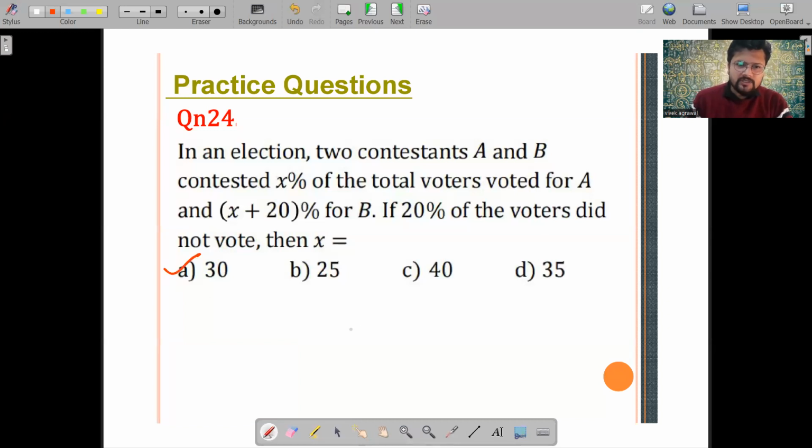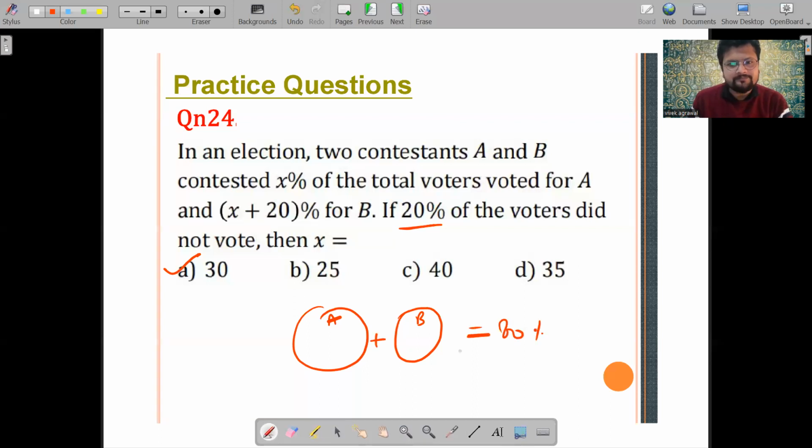Here, how can we solve this? A and B will be disjoint sets, right? Any person would have voted only for A or B, right? If 20% have not voted for anyone, then obviously the percentage sum of A and B should be equal to 80%, right? And A is X, and B is X plus 20. So the sum of X and X plus 20 should be equal to 80%. So 2x is equal to 60, so x is obviously 30%.